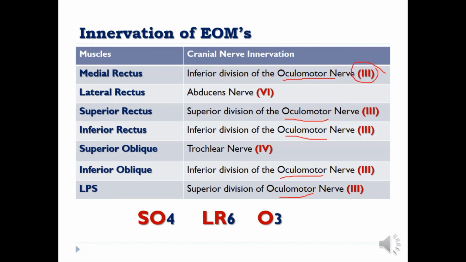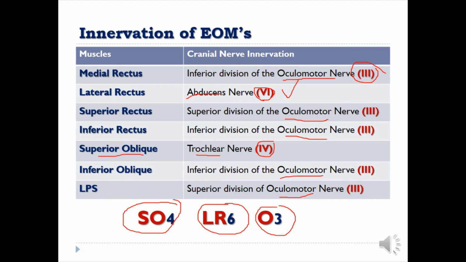And the other two cranial nerves, other than the oculomotor nerve: one is cranial nerve 6, that is the abducens nerve. Cranial nerve 4, that is the trochlear nerve. And we already know trochlear is related to trochlea and trochlea is related to superior oblique. And lateral rectus is supplied by the abducens nerve, which is the 6th cranial nerve. Now this is the equation that will help us to remember: SO4, LR6, O3.